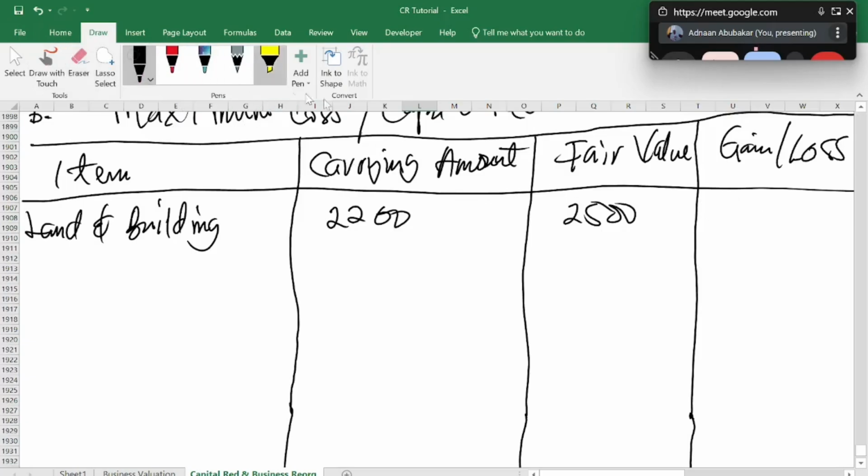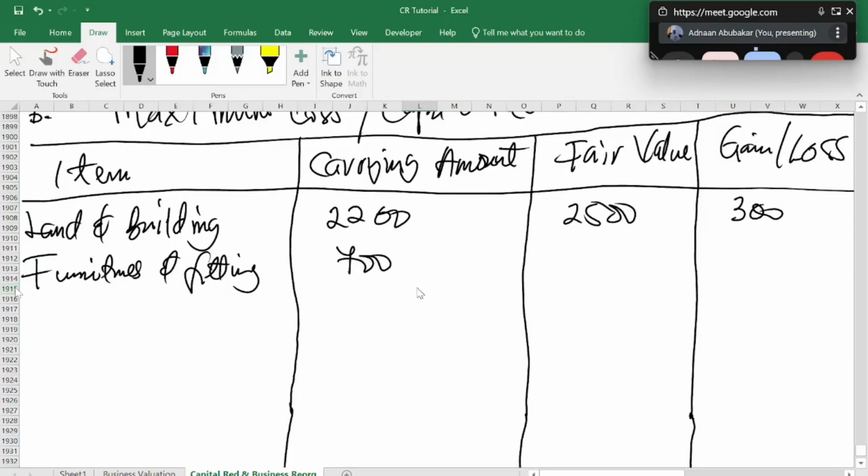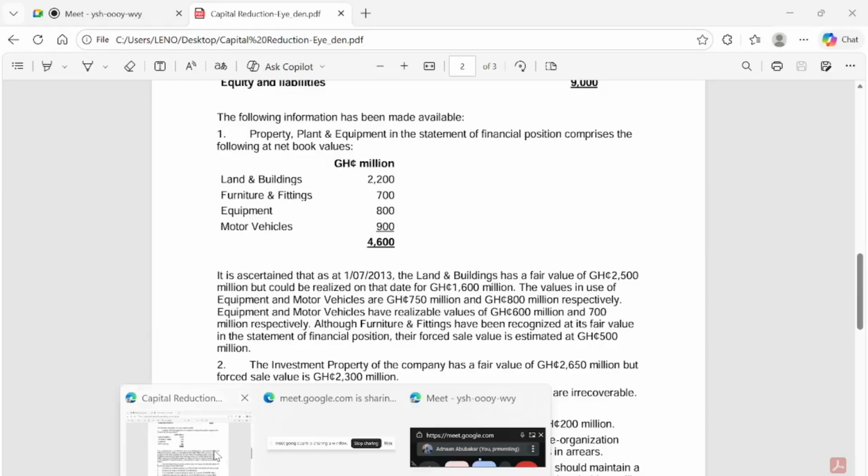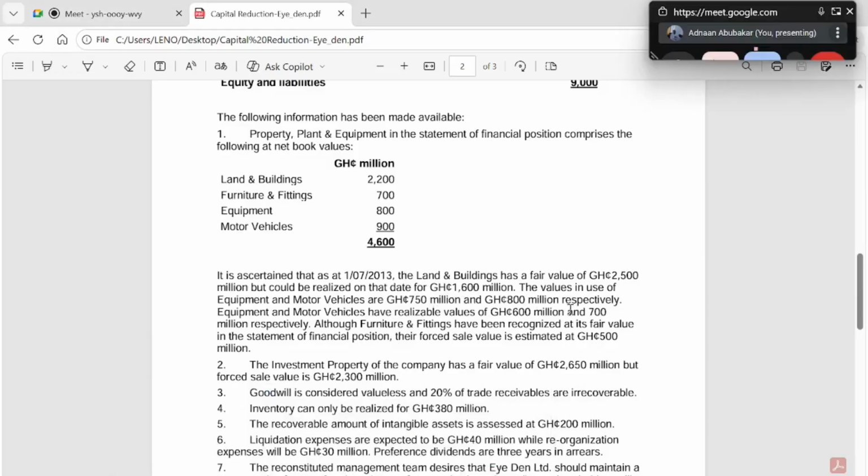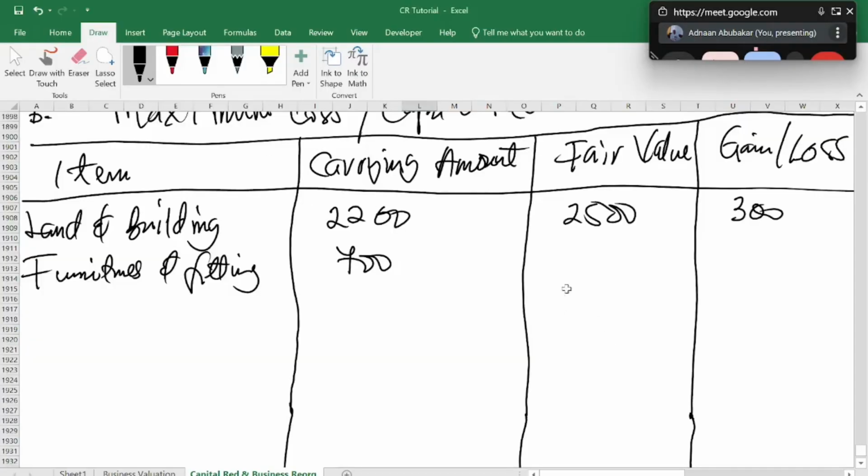The next item is furnitures and fittings. The carrying amount is 700. And what is the fair value? We don't have fair value again. We have for sale. Read it again. Although furnitures and fittings have been recognized at fair value in the statement of financial position, they want to tell you that the fair value of furnitures and fittings is the same as the carrying amount. So here we got 0. 700.